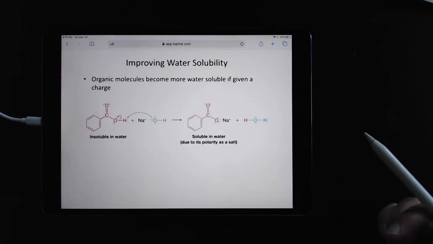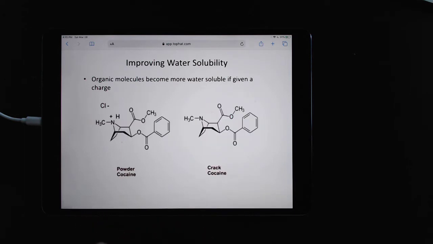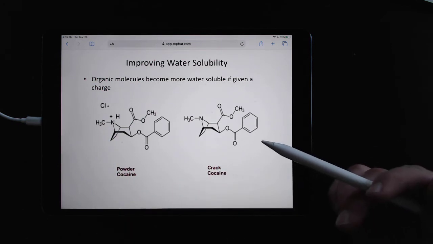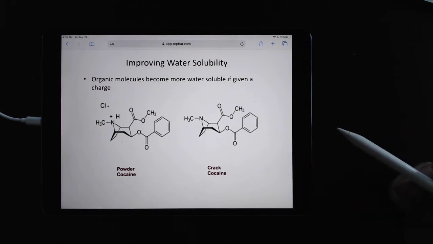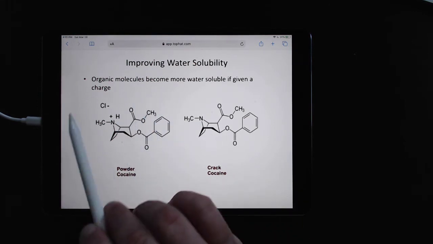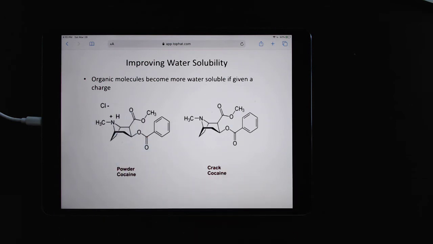So you'll sometimes see, in a generic name for a drug, you'll actually see HCl. It's because there's a nitrogen in there. You can put a charge on there, and it makes it much more water soluble. Okay, so the classic example is actually cocaine. Powder cocaine is actually in the hydrochloride salt because it needs to be soluble, so when you snort it, it dissolves in the water in your nose.